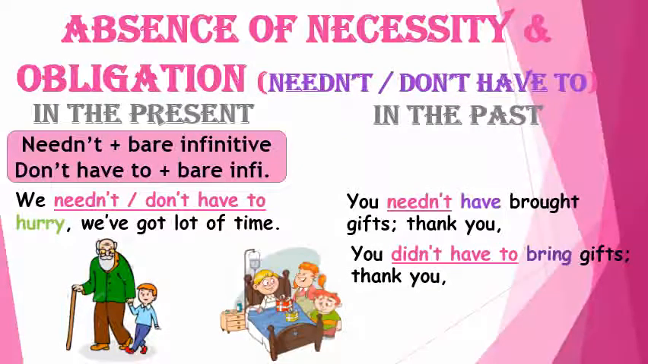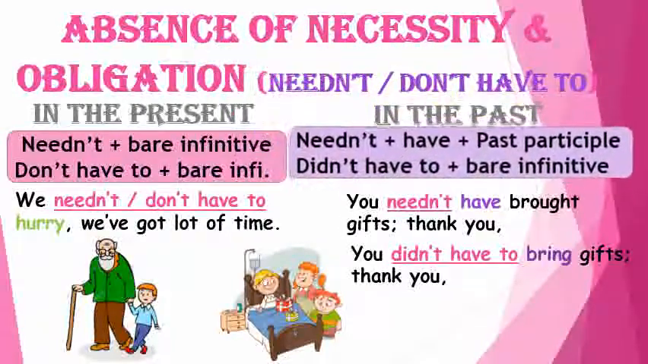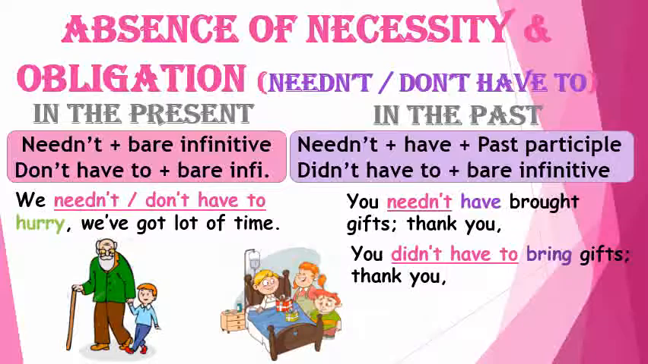Needn't plus have plus the past participle of the verb, or didn't have to plus bare infinitive. Needn't plus have plus past participle or didn't have to plus bare infinitive. Notice the change from don't have to to didn't have to, that is, from present into the past.